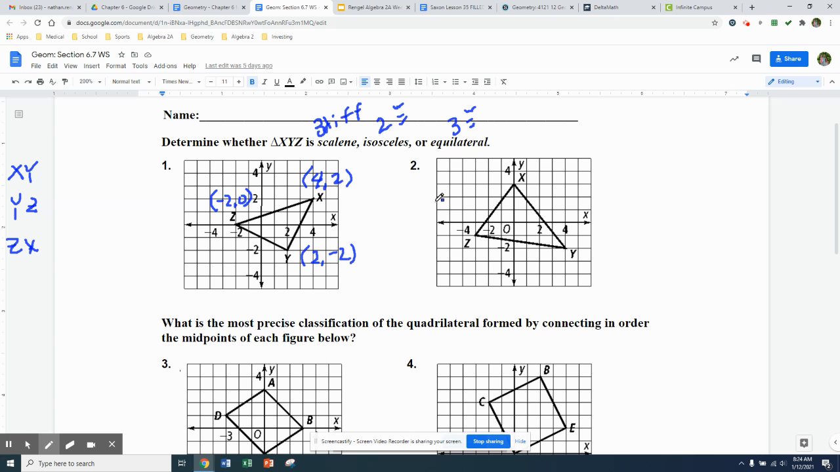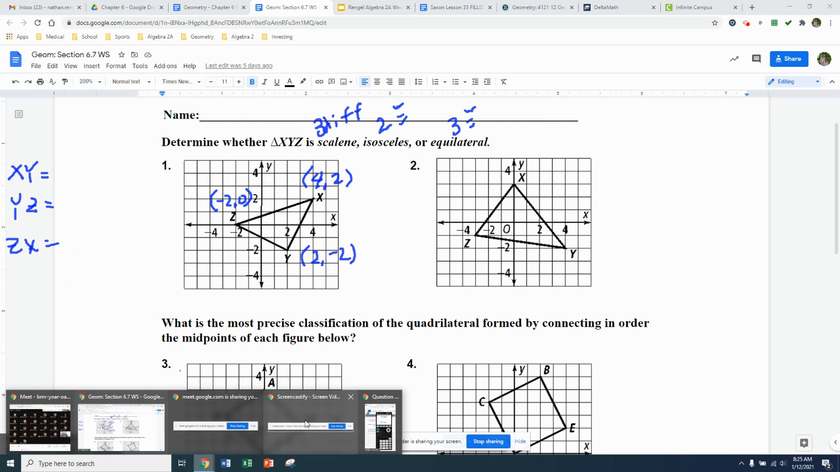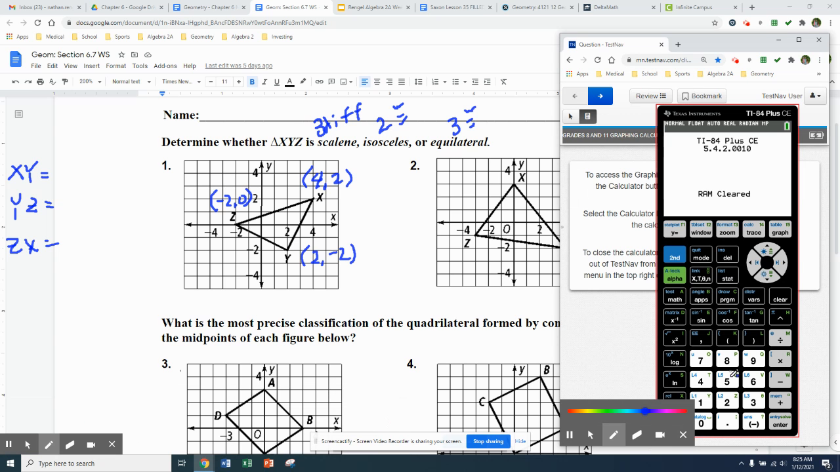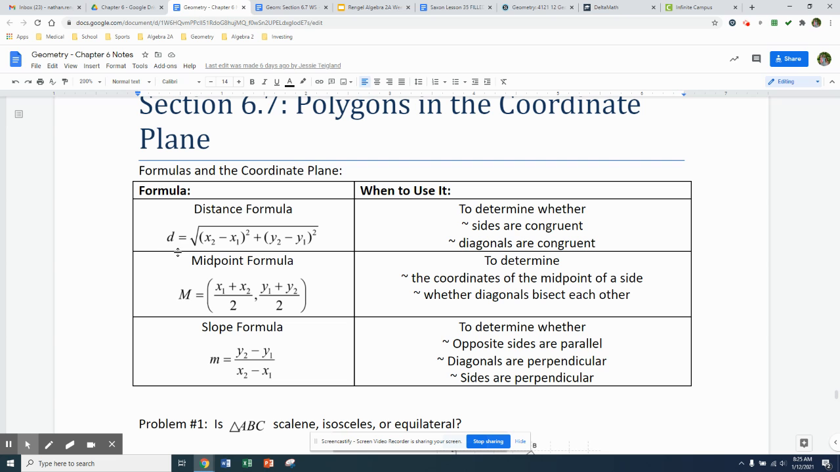Now we're going to start using the distance formula to determine how long these sides are. Just looking at it, I would say it looks like it's scalene to me, but I can't just assume anything. I can't just assume that it's scalene just because of how it looks. So I do need to use the distance formula. I'm going to use the distance formula first between X and Y, then between Y and Z, then between Z and X. So here's where I'm going to pull out my graphing calculator to use the distance formula. I am going to use the square root button, so I'll show you where that is.